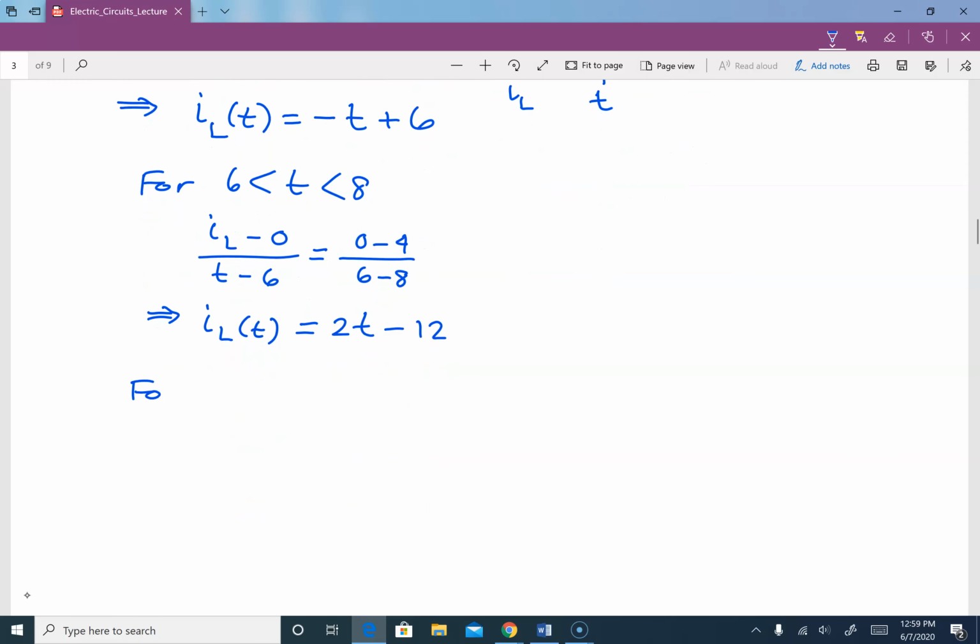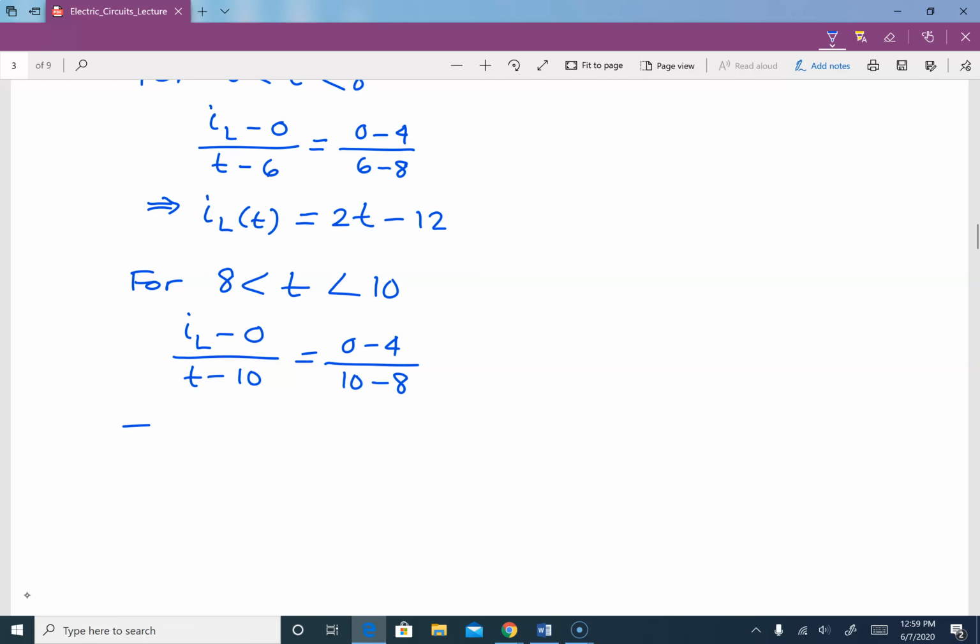And for t greater than 8 and less than 10, we are going to get IL minus 0 divided by t minus 10 is equal to 0 minus 4 divided by 10 minus 8. And from that we can say our IL of t for this interval is equal to negative 2t plus 20.